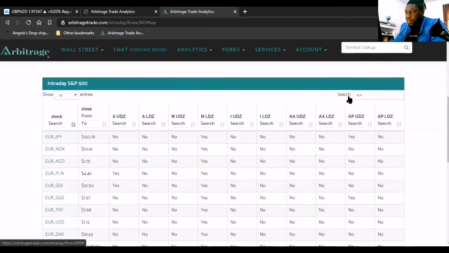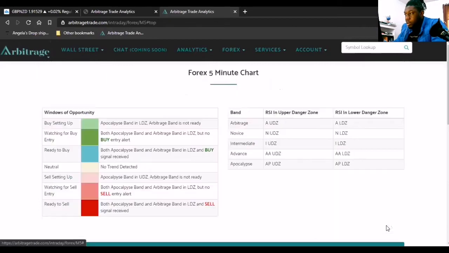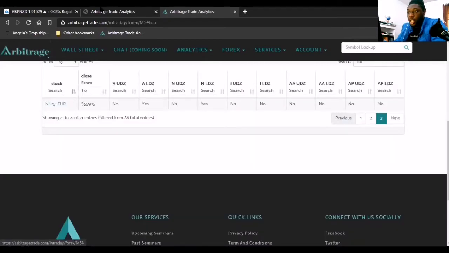All right, so we have Euro JPY. Oh, I have a lot of pairs today. Euro JPY on the 5 minute upper danger zone. We have Euro NZD at the upper danger zone. I like this week's what we have on here. I don't trade that. I'll go to the second page. All right, so we have Euro JPY and Euro NZD. Euro GBP was already on the list, so we don't need to write it down again.